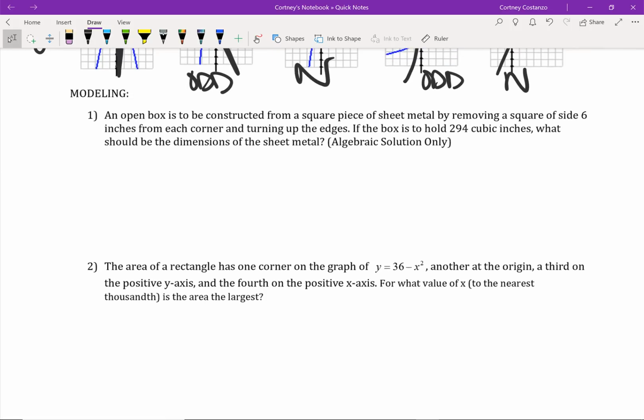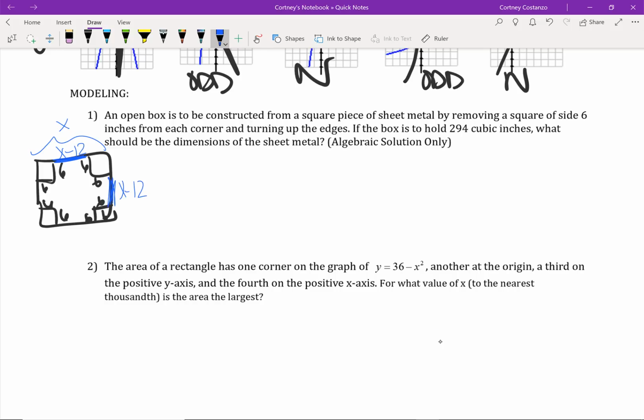Modeling. An open top box is constructed from a square piece of sheet metal. So this is my square. Removing squares of 6 inches from each of the corners. If I remove 6 inches from each of the corners, the side that used to be x is now x minus 12, because I cut 6 away from each corner. That means this piece right here is also x minus 12.